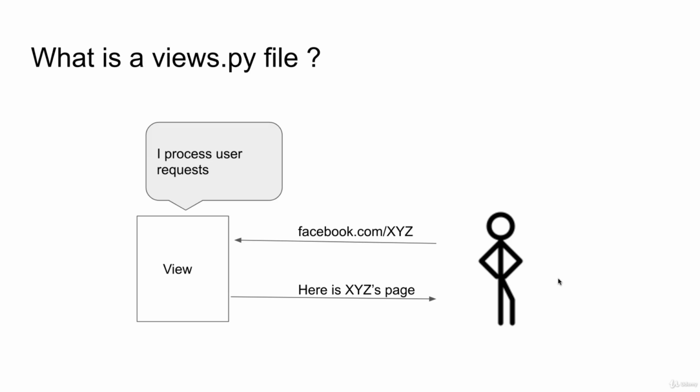So a view in Django is something which can go ahead and process the user's request and send back an appropriate response. Now let's learn how exactly you can write a view. We already know that a view is nothing but a views.py file, and now let's learn how exactly we can write some code inside that particular view.